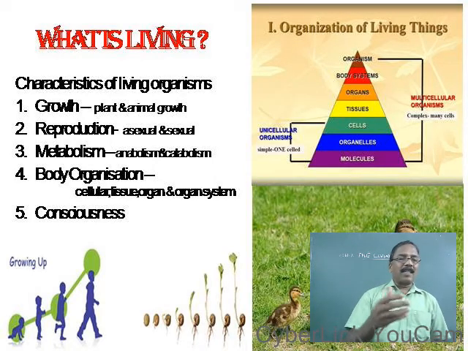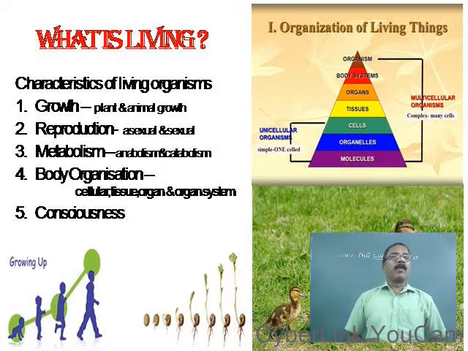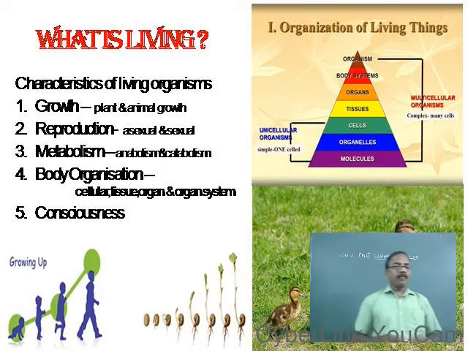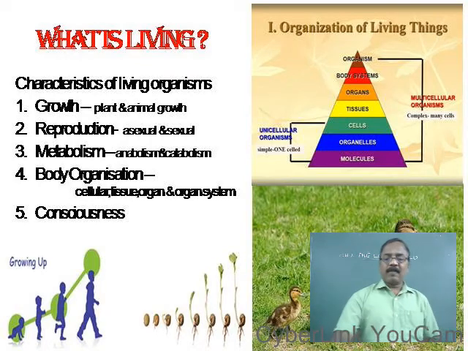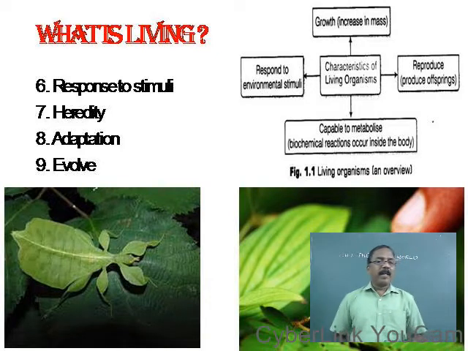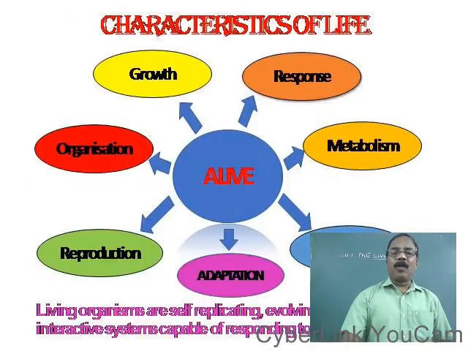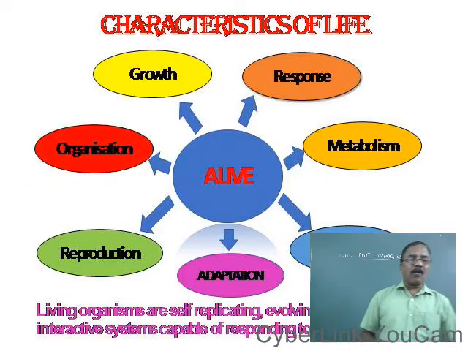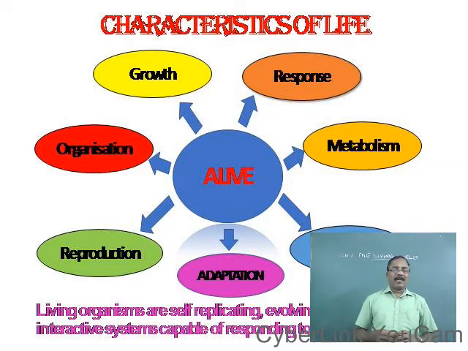Right? So these are some of the characters mentioned here. Characteristics of living organisms: growth, reproduction, metabolism, body organization, consciousness, then response to stimuli, heredity, adaptation, then ability to evolve. So these are some of the common characteristics of living creatures. There are many more you can add.